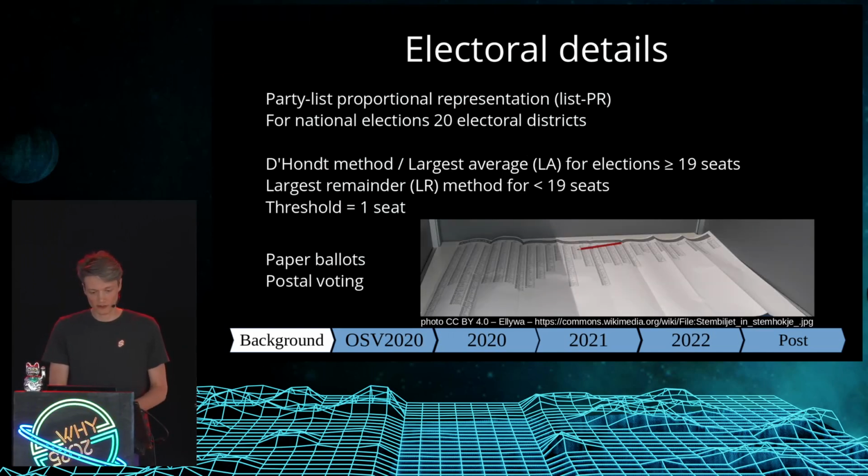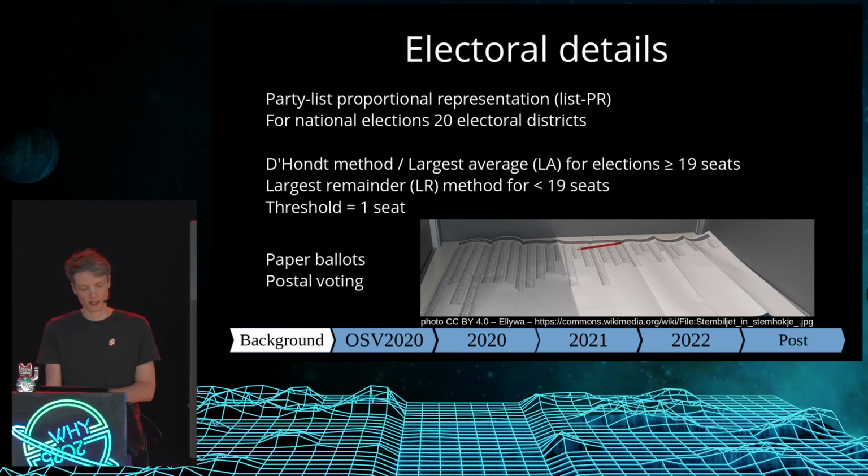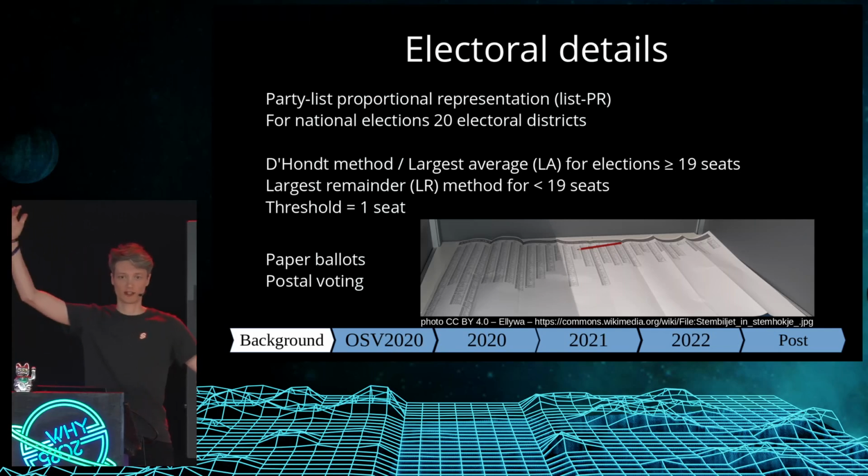And some more details: national elections are divided in 20 electoral districts, and we use the largest average for the majority of the elections of more than 90 seats. Otherwise we use the largest remainder, and the threshold for national elections is 1 seat, about 65,000 votes. We use paper ballots, and postal voting for the Dutch people living abroad. And the paper ballots here can get pretty large, like this size.